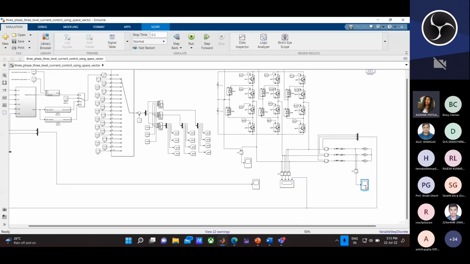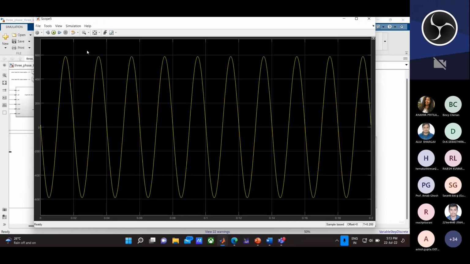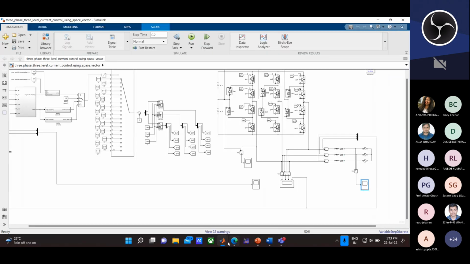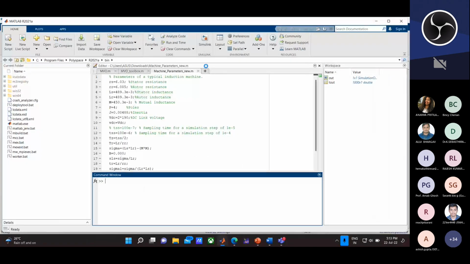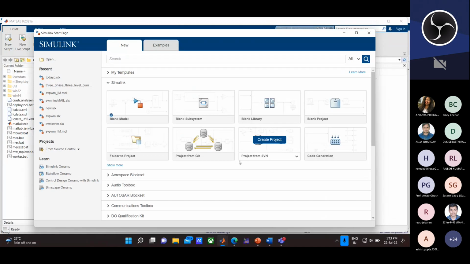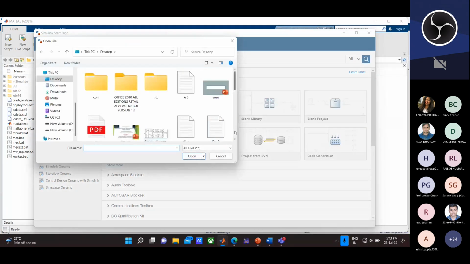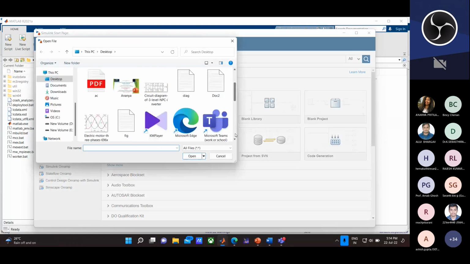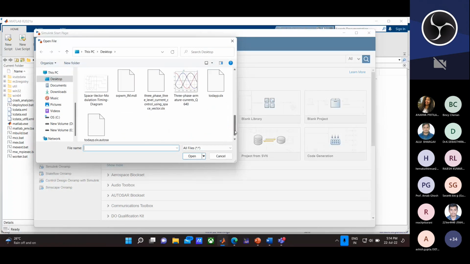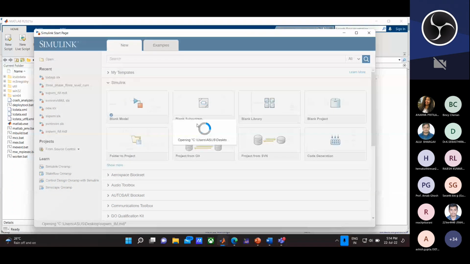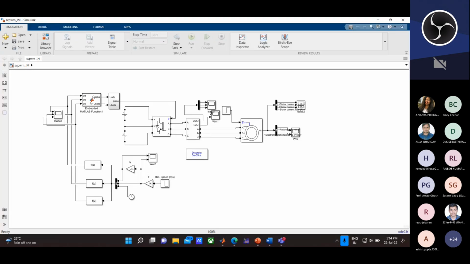The load side voltage. That is my final model.